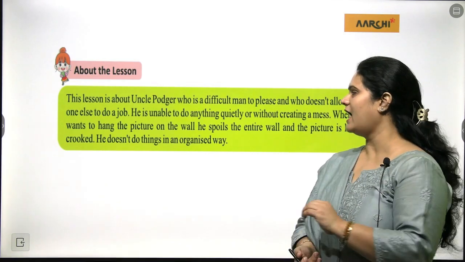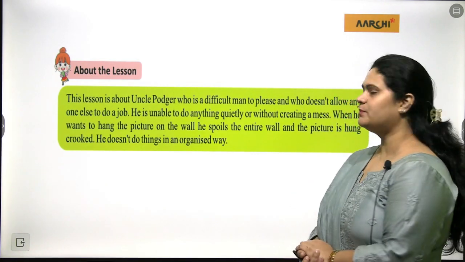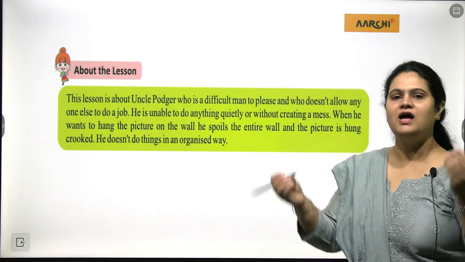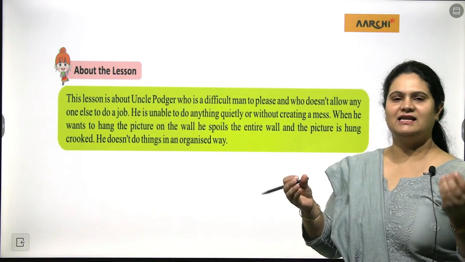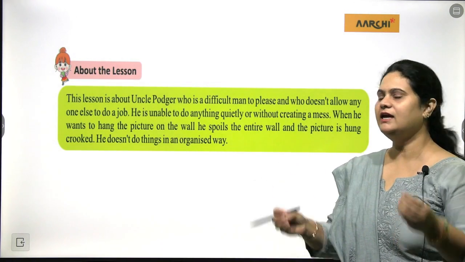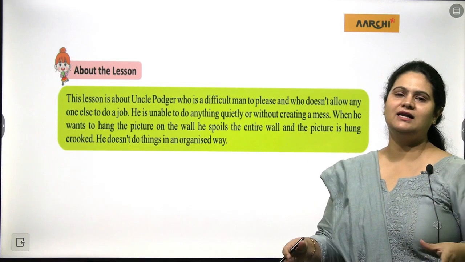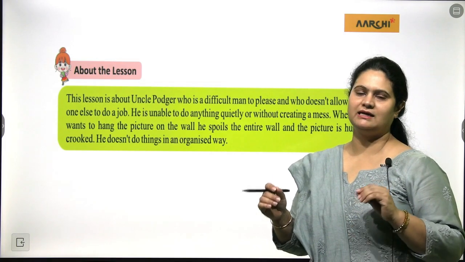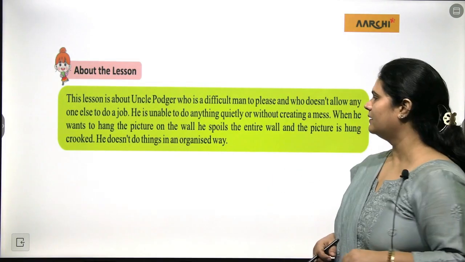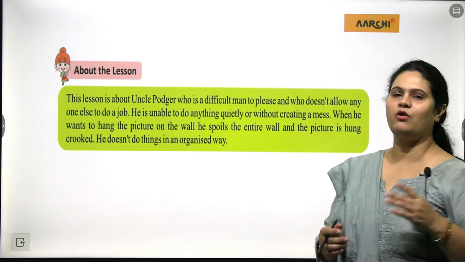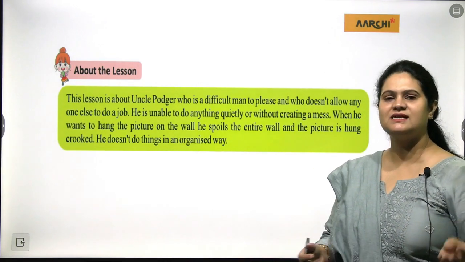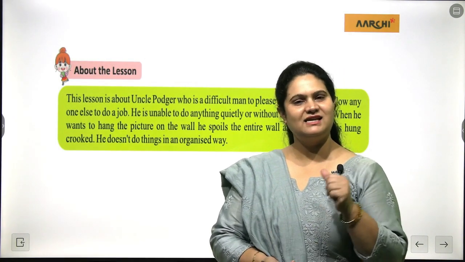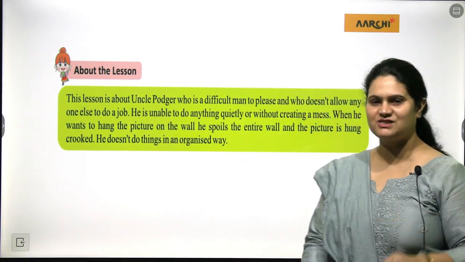When he wants to hang the picture on the wall, he spoils the entire wall. There was this time when he wanted to hang a picture on the wall, and instead of hanging the picture, he spoiled the entire wall. And the picture is hung crooked. It is out of place when it is hung. He doesn't do things in an organized way. Why all this happens? Because he is not an organized man. Let's start reading this funny story.